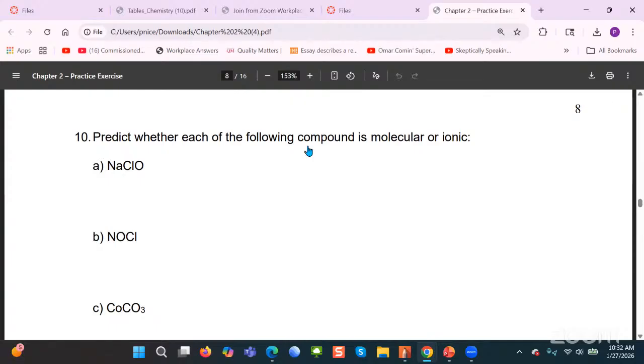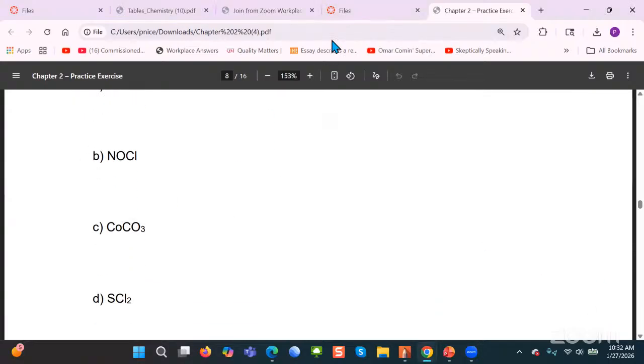Okay, let's see what this person says. Ionic, okay, that's correct. What about B? NOCl, I'm sorry. Is that ionic or molecular? Okay, let's see what this person says. No. Remember, molecular is made up of nonmetals, right? And these elements here are all nonmetals: nitrogen, oxygen, and chlorine. All right, so the answer for this one would be molecular. What about C?